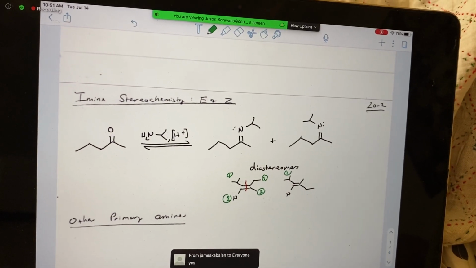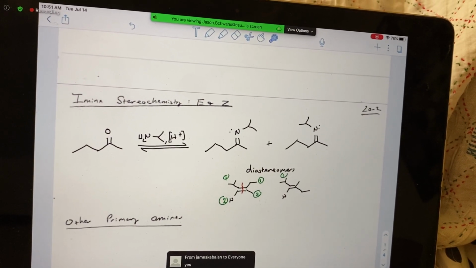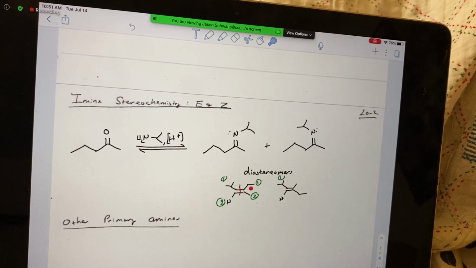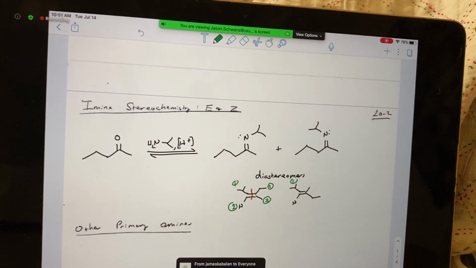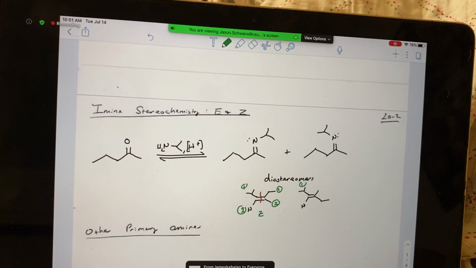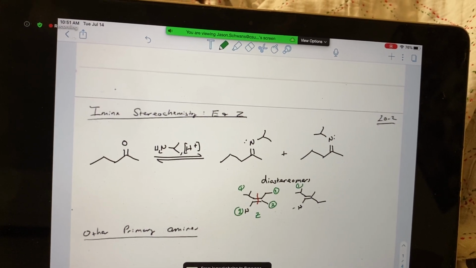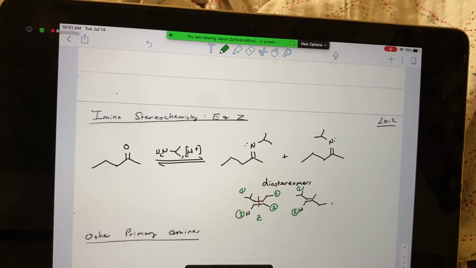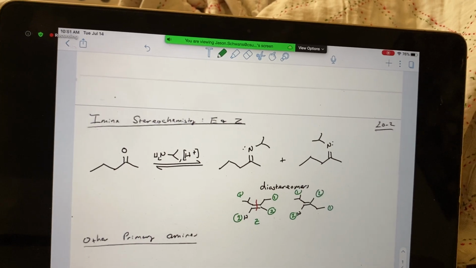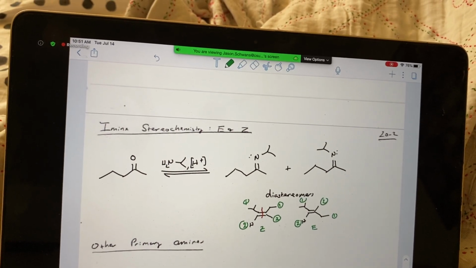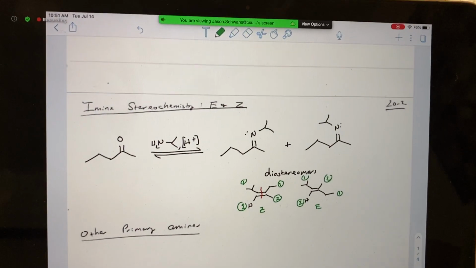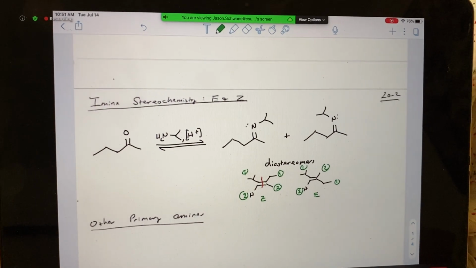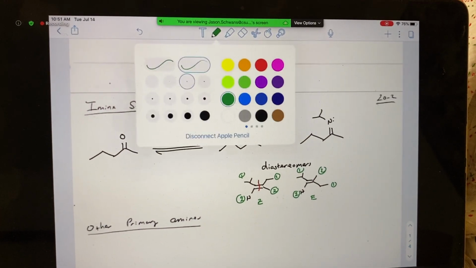Okay. So here, the 2 highest priority groups are on the same side, or zusammen, as some people remember it. And then on this side here, 1, 2, and then 1, 2, opposite side. Yes, I got it right, James. So sorry, I'm going to end up on a bad note here.